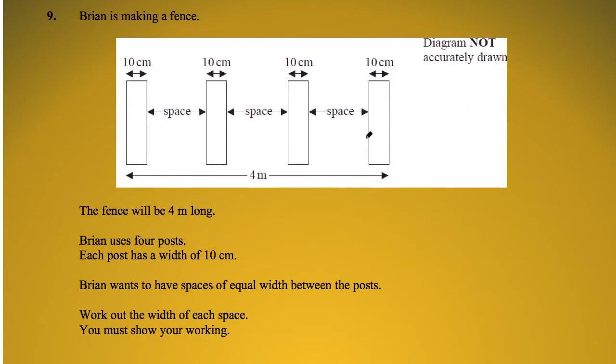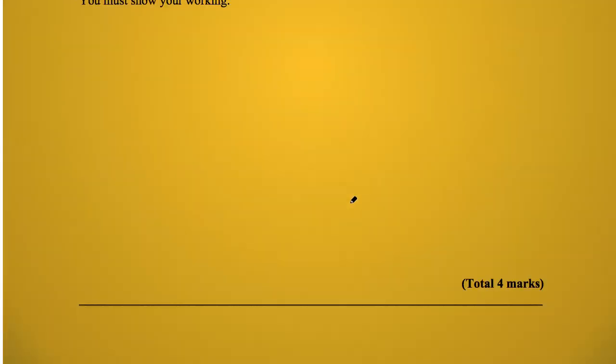Okay, question 9. Brian is making a fence. The fence will be 4 meters long. Brian uses 4 posts, as we can see here. 1, 2, 3, 4. Each post has a width of 10 centimeters. Brian wants to have spaces of equal width between the posts. Work out the width of each space. You must show your working. Probably quite a few marks for this. 4 marks, yeah.